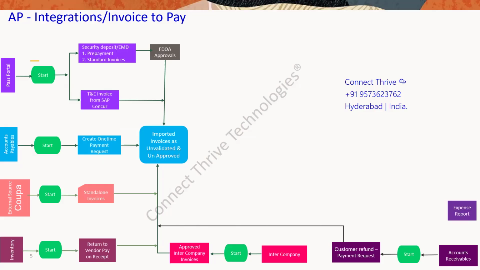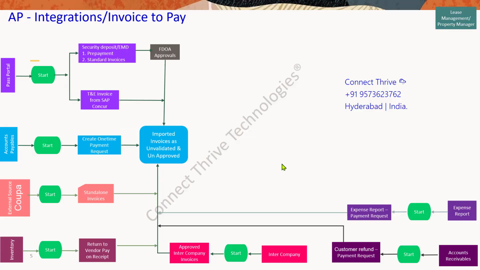And apart from that, we have expense reports. If the client is using the travel and expenses module, their employees will submit bills like hotel booking, airfare tickets, laundry expenses, food expenses, meal expenses. These travel and expenses claims they submit for reimbursement, and that expense report invoice also ultimately comes to AP only. This is another source.